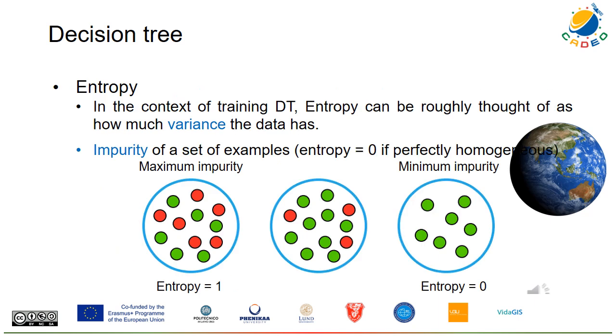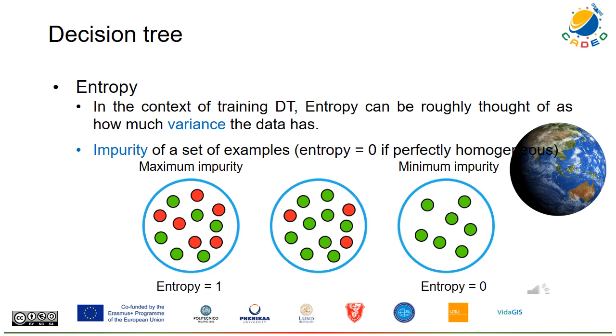Now let's look at one concept, which is called entropy. In the context of training a decision tree, entropy can be roughly thought of as how much variance the data has. We can also use entropy to describe the impurity of a set of examples. If entropy equals 0, then we can say the dataset is perfectly homogeneous. If entropy equals 1, then we can say the dataset is heterogeneous.